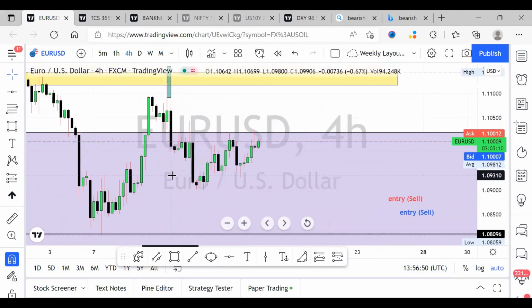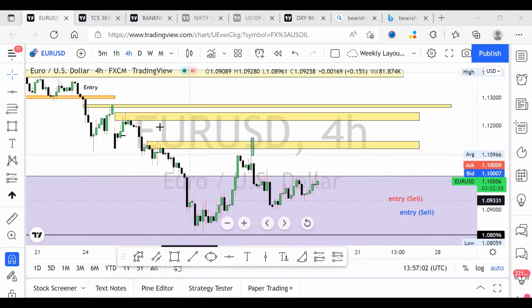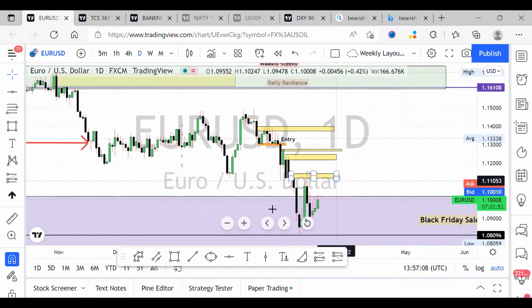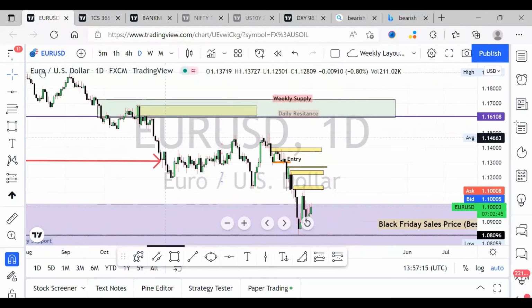Remember, this is telling you, because the dollar index was going down, all pairs are going up. But if you look at our daily zone, it's still within our demand zone. So the bulls are trying to take control. Overall, the bears are going to take further control.